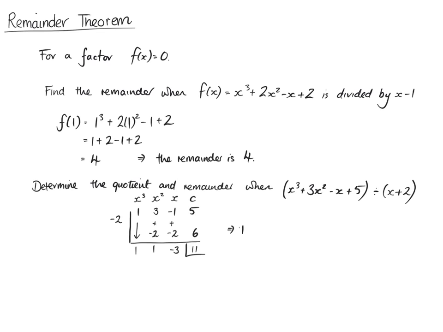So therefore, the remainder is 11, and the quotient is this bit here. What we would normally find here when we factorize is what we kind of get left with. So the quotient is in fact x squared plus x minus 3. So the quotient is what you get left with, the whole part of it, and then you've got your remainder 11. And that is it for the remainder theorem.